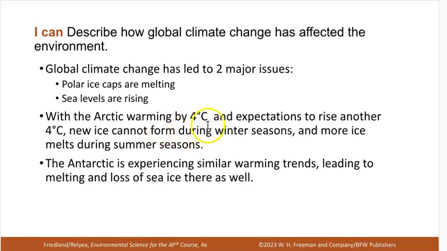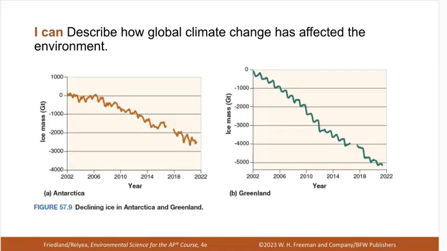Okay, Arctic currently is warming at a higher rate, so they're at like 1 to 4 degrees Celsius, and is expected to rise another 4 degrees Celsius. So new ice cannot form during winter seasons, and more melts in the summer. The Antarctic is experiencing similar warming trends, leading to melting and loss of sea ice there as well.